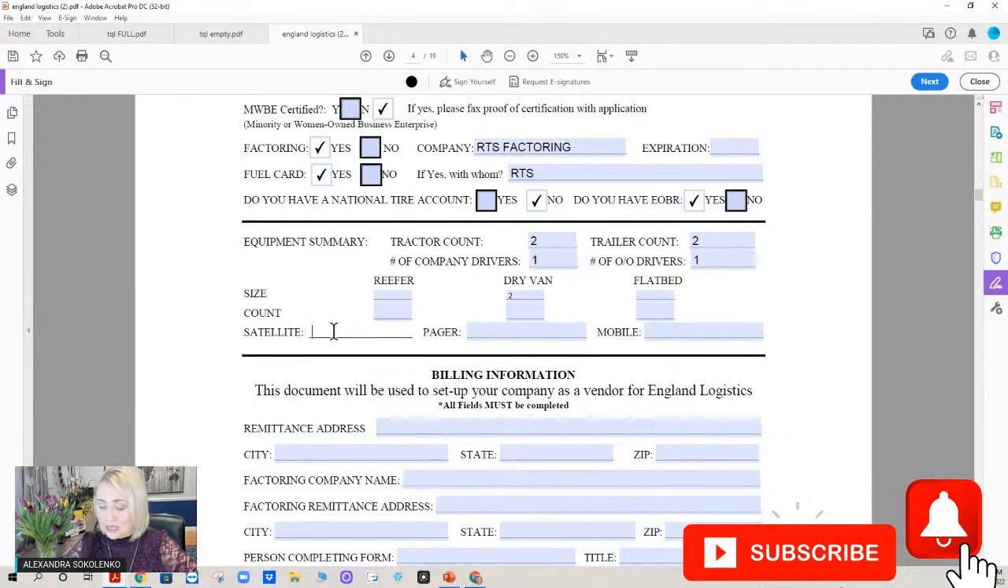Okay, do we have satellites? Yes, we do. Of course we do. Pagers? Not really. If you have, put mobile. Yes.